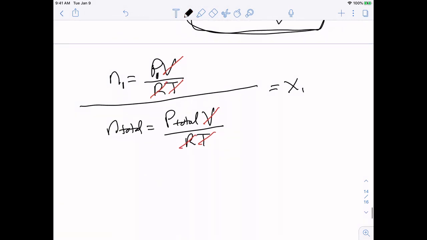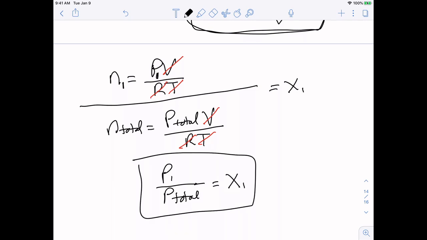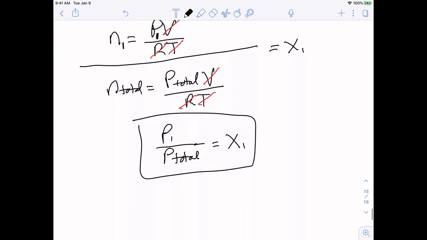Rewriting that, what I have is that P1 over P total is equal to my mole fraction, which is kind of a cool equation. We can actually determine the fraction of the moles by dividing the total pressure into the partial pressure. This equation is on the back of your periodic table, but it does solve it for P1. So it's written as your partial pressure is equal to your mole fraction multiplied by P total. And it honestly might be in the opposite direction. It could say P total times X, but it's the same thing.